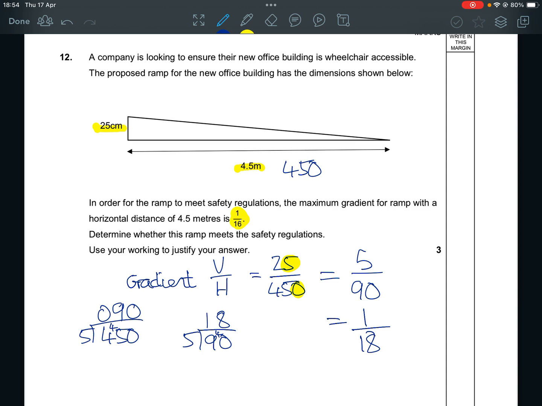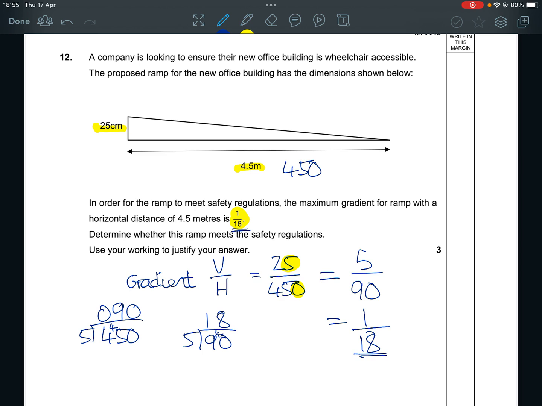Now, if you're comparing two fractions and one of the fraction's denominators is bigger than the other fraction's, that means it's smaller, okay? So don't think because that's an 18 that's a bigger number than that. That's not the case, okay?